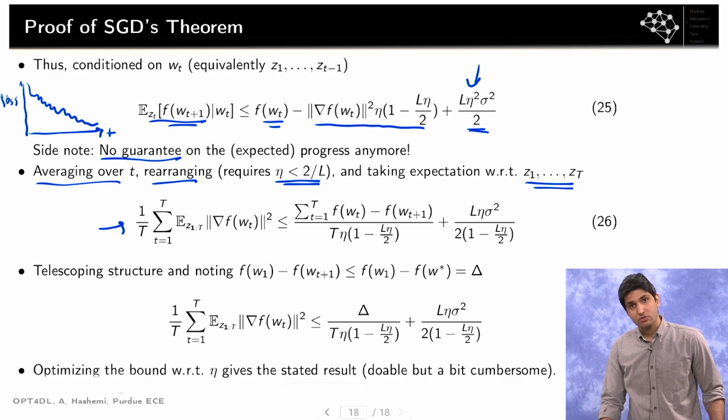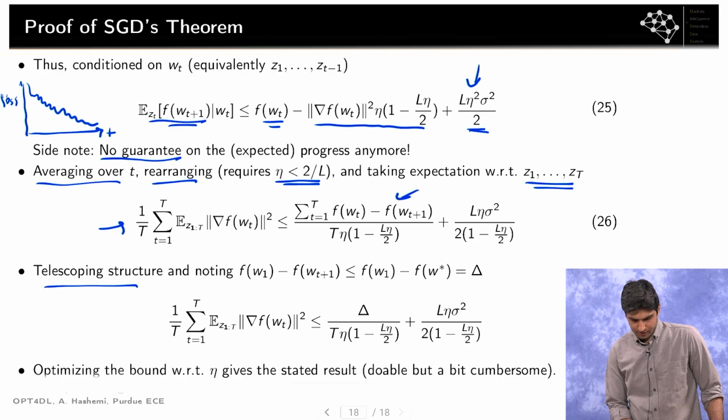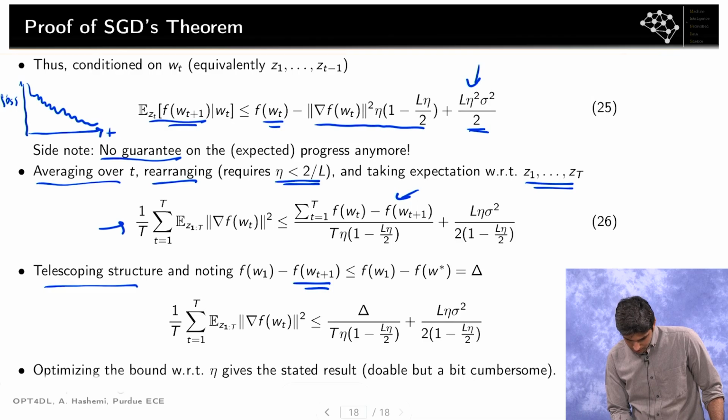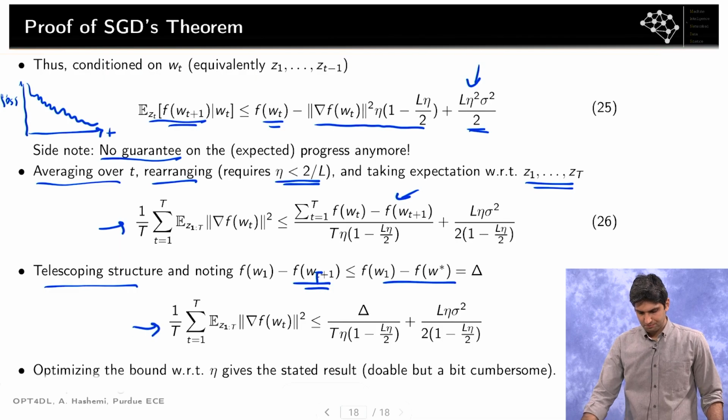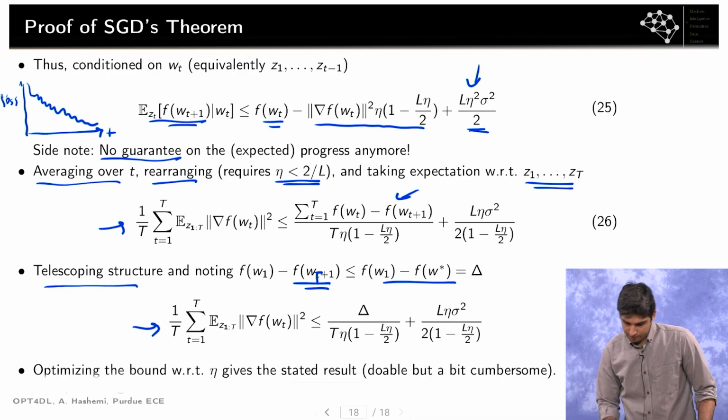The first term is identical to what we saw for gradient descent. The second term arises because our oracle is not perfect and the estimators have some variance. Again, we note the telescoping structure for the first term, and the fact that I can replace the function value at w t plus 1 with the initial suboptimality gap, and then we're going to arrive at this point. So this is a valid bound for all the step sizes that are strictly less than 2 over L.